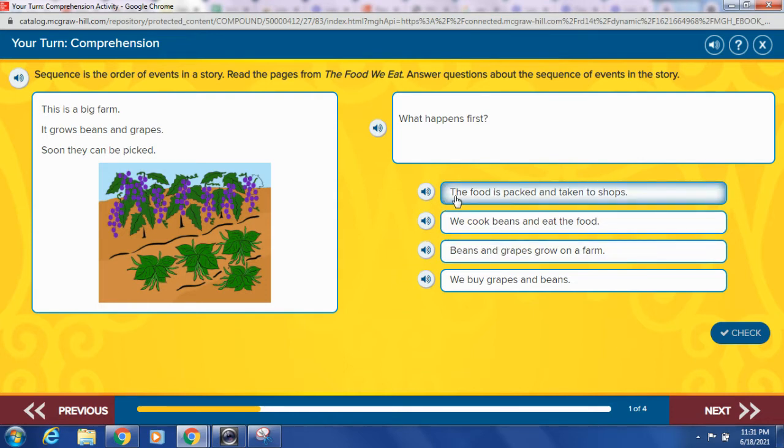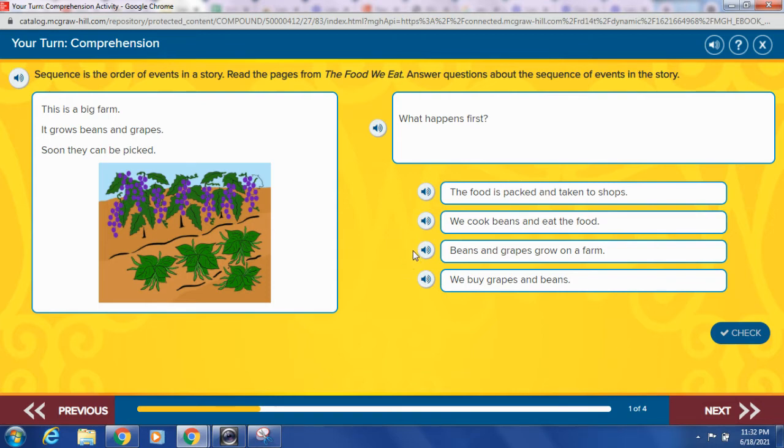Let's see. The food is packed and taken to shops. I don't think it says anything about that. We cook beans and eat food. Doesn't say anything about that either. Beans and grapes grow on a farm. This is a big farm. It grows beans and grapes. Soon they can be picked.